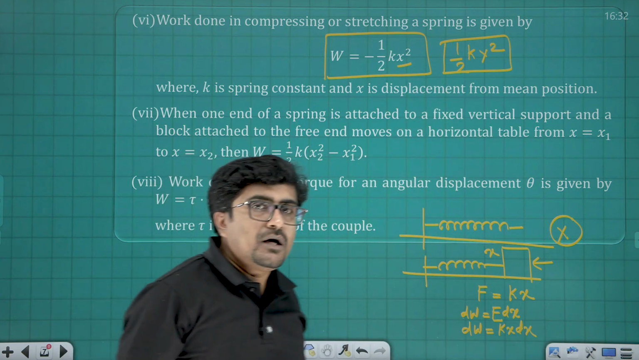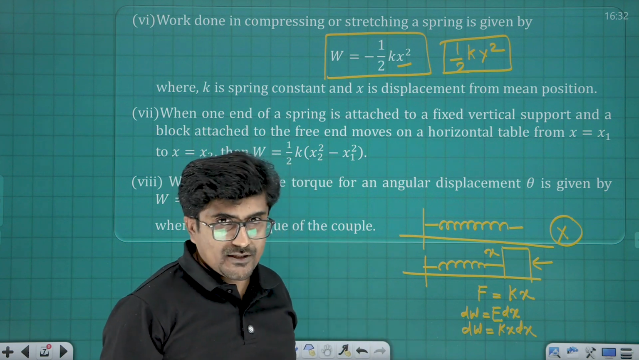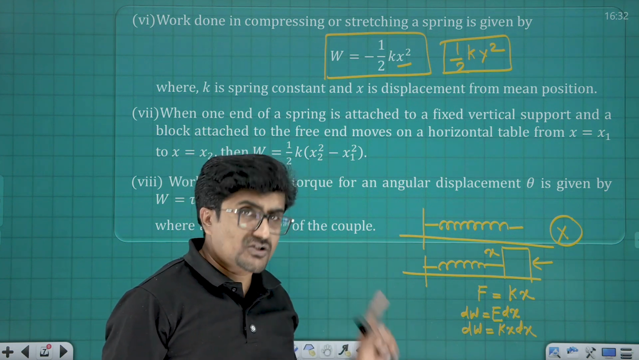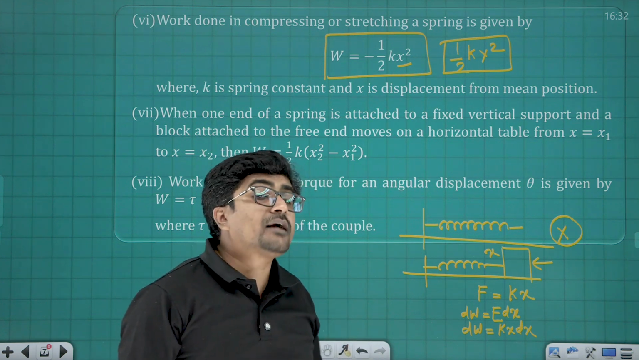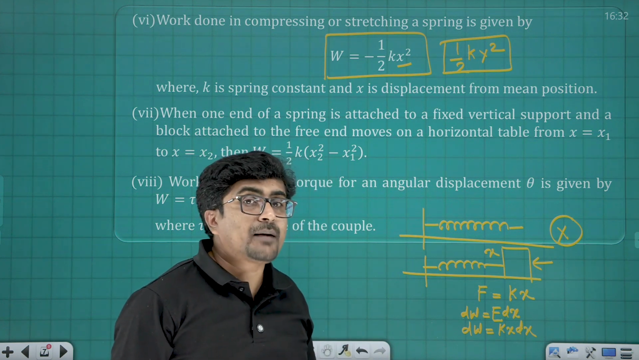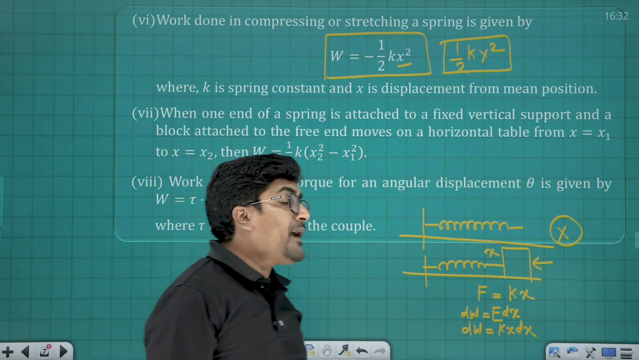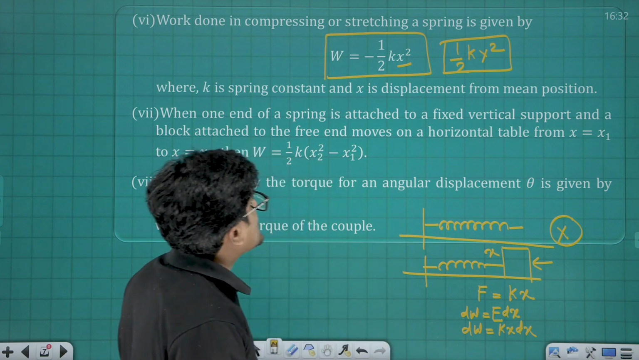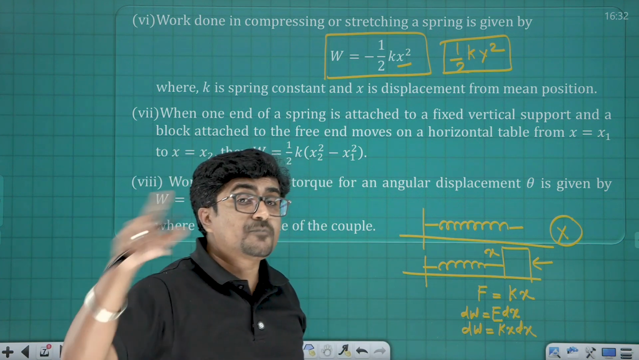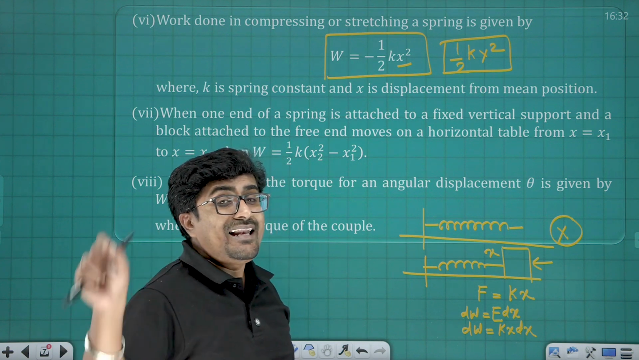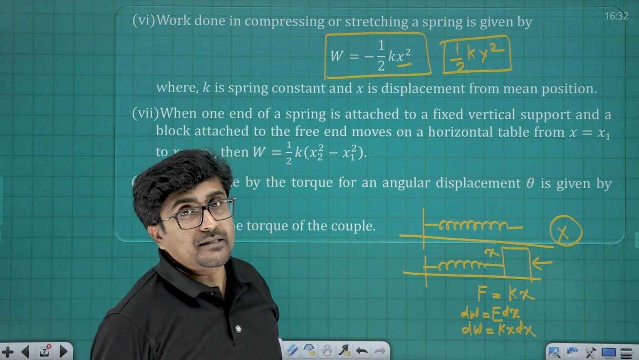So in that case, work done by the external agent, I repeat, work done by the external agent is going to be half of K into capital X square, and work done by the spring force is going to be minus half of K into X square, and that much energy will be stored in the spring, and that is going to be termed as the elastic potential energy of the spring.